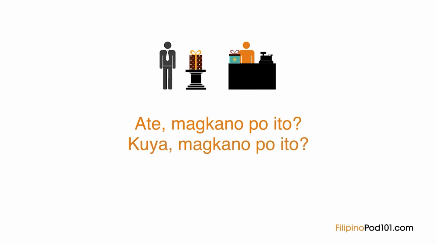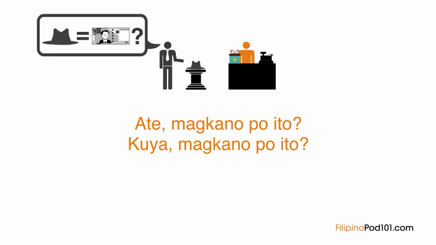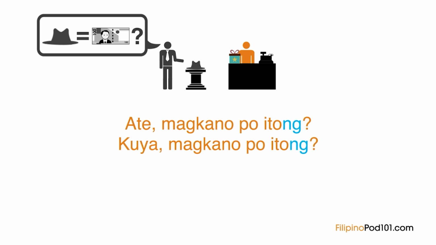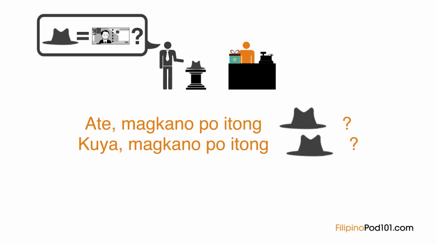If you want to be more specific when asking, how much is this, and refer to a certain type of object, we need to add the connector ng to ito, and then the object that you want to buy. For example, a hat is sombrero. Ate, magkano po itong sombrero? Or, Kuya, magkano po itong sombrero? How much is this hat?